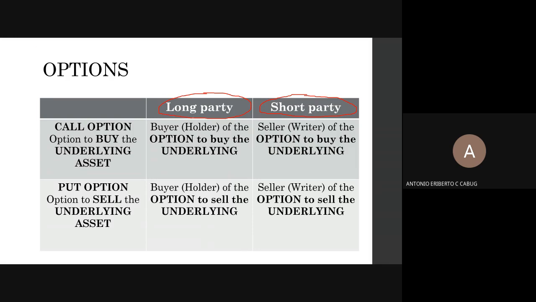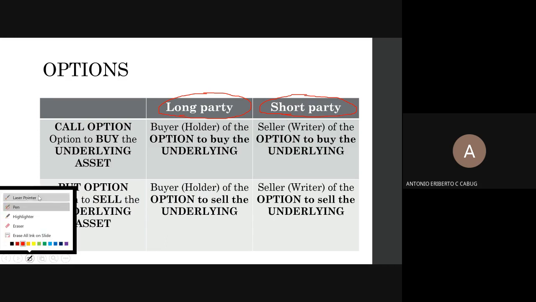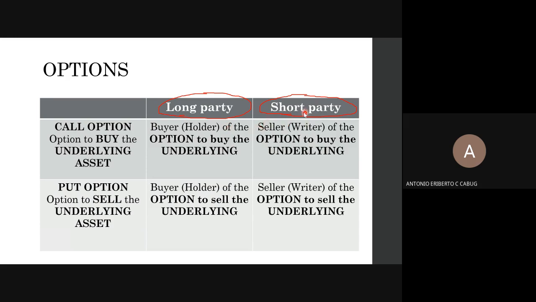You are long or you are short depending on what you are to the option contract. Okay? Depending on what you are to the option contract. Kung ikaw yung gumawa ng contract at binenta ng option contract, you are the short party. Whether it is a call option or a put option. Kung ikaw yung bumili ng option, if you are the buyer of the option, then you are the long party.